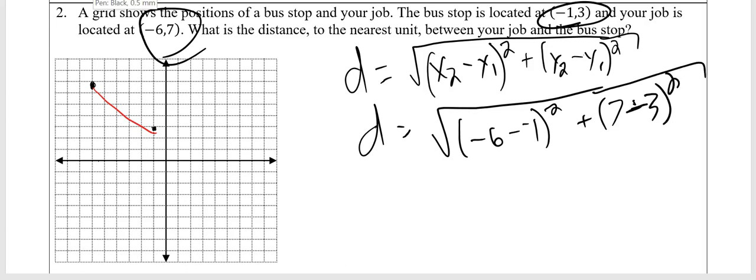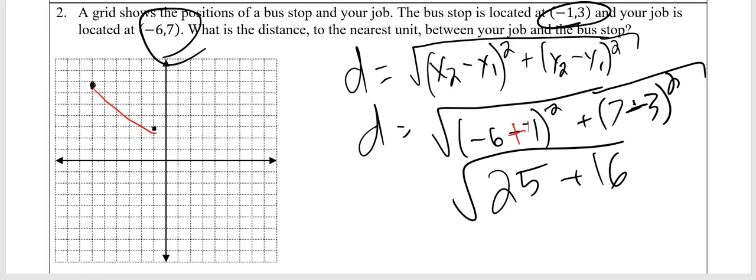This will turn into a positive, so -6 plus 1. You get -5, and that's 25. 7 minus 3 is 4, which is 16. 25 plus 16 is 41. And that gives me 6.4, and we'll round that down to 6.